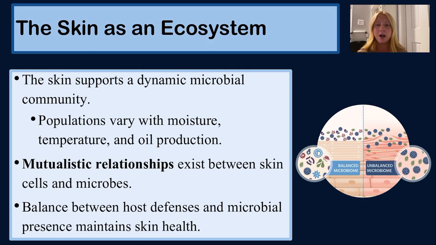So the skin can be thought of as its own ecosystem with a constantly changing balance of microbes depending on the conditions of the skin. Areas with more moisture or oil, like the face or armpits, support different microbes than drier regions, like the forearms. Many of these microorganisms form mutualistic relationships with our skin cells, meaning both sides benefit. The microbes get a stable environment and nutrients, while the host gains added protection from pathogens. The key to healthy skin lies in maintaining the balance between these microbes and the body's natural defenses. When the balance is disrupted, skin irritation or infection can occur.